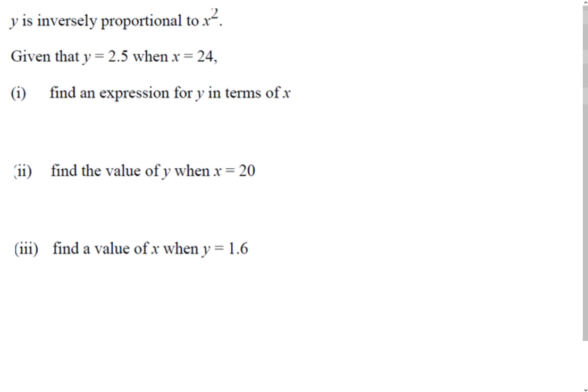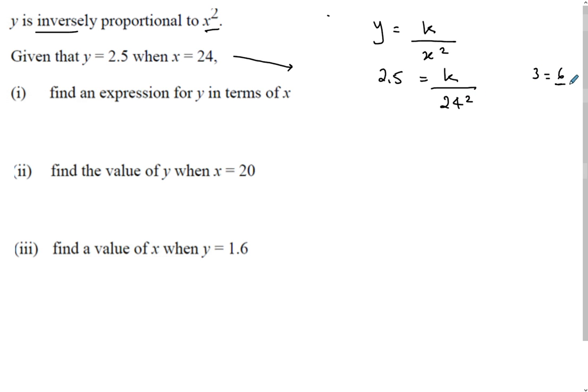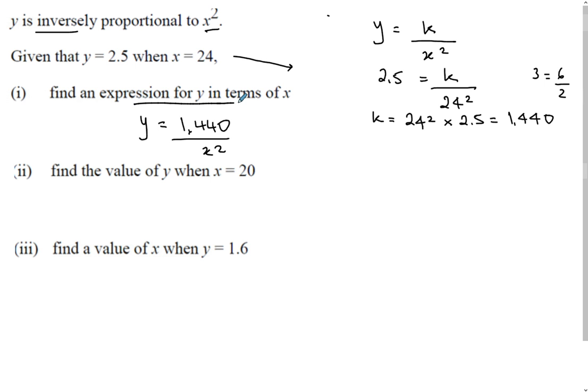Okay, y is inversely proportional to x squared. So y equals k over x squared. Okay, and they give you the values here. So you've got 2.5 equals k over 24 squared. And then again with my format, 6 equals 2 times 3, so k is that times that. So you've got k equals 24 squared times 2.5, which is 1,440. Okay, so we're rewriting it. So we've got y equals 1,440 divided by x squared. And that's what we're going to use.